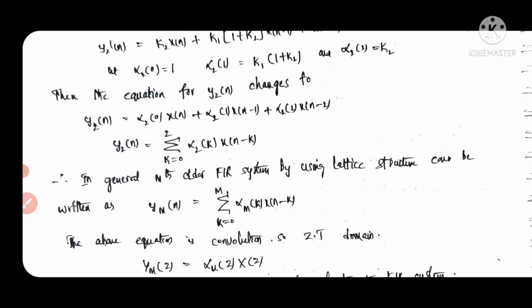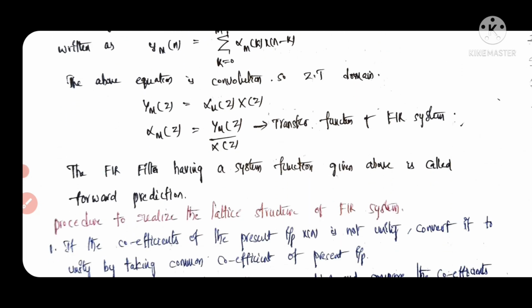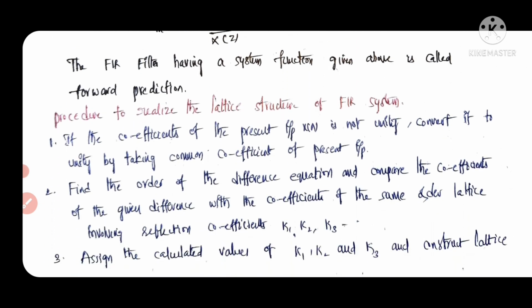That is nothing but ym of n is equal to summation k is equal to 0 to m alpha m of k into x of n minus k, ఒక జనరలైజ్డ్ ఈక్వేషన్ తీసుకున్నాం. దాన్ని ట్రాన్స్ఫర్ ఫంక్షన్ ఫార్మేట్లో రిప్రజెంట్ చేసి, ప్రొసీజర్ ఎలా ఉంది అంటే మనం ఎలా క్యాలిక్యులేట్ చేయాలి, లాటిస్ స్ట్రక్చర్ డిజైన్ చేయాలంటే FIR సిస్టమ్కి ఏ ప్రాసెస్ ఫాలో అనేది జస్ట్ ఒక 3 steps చూసేసాం.